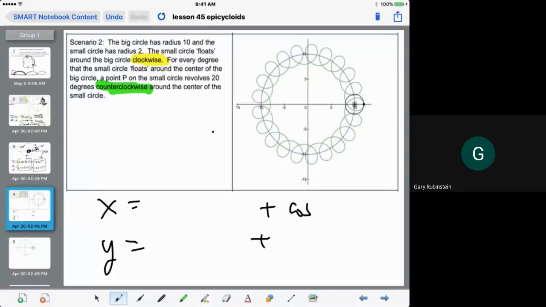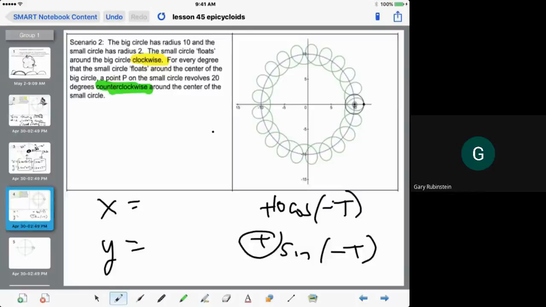This one's cosine negative t. Melissa, you can see that sine negative t is the same thing as negative sine t, so that would change this to a minus sign, whereas cosine negative t is the same thing as cosine t, so getting rid of the minus wouldn't change anything, but it's just a little bit better. Oh, this is 10 out here, and this is 2 cosine 10t and 2 sine 10t.